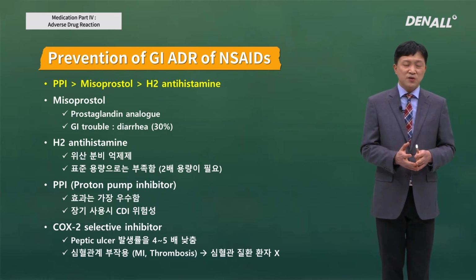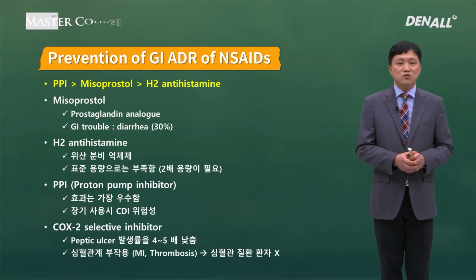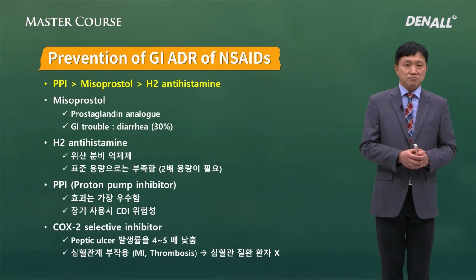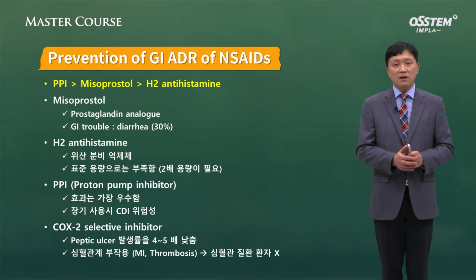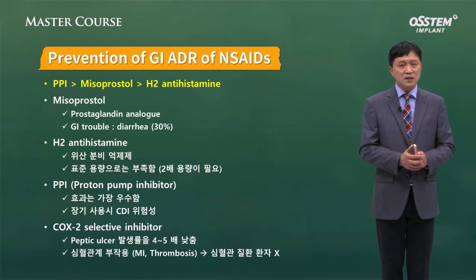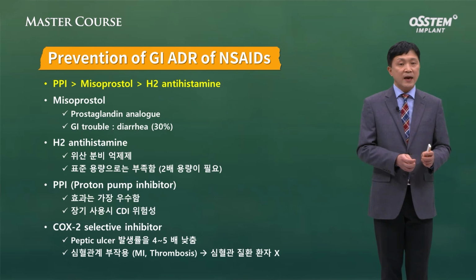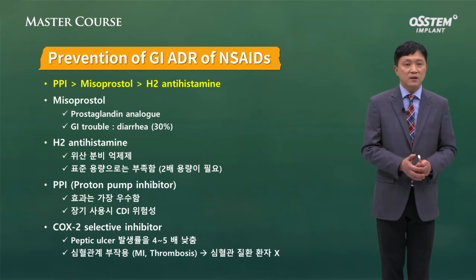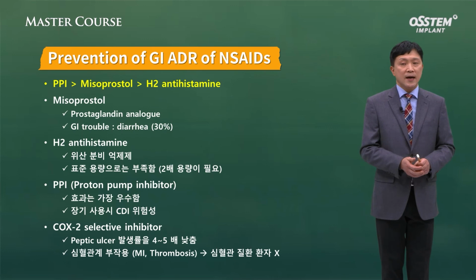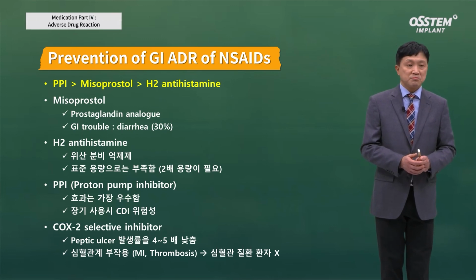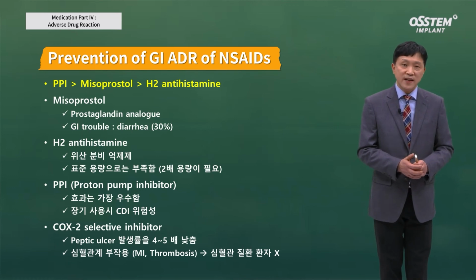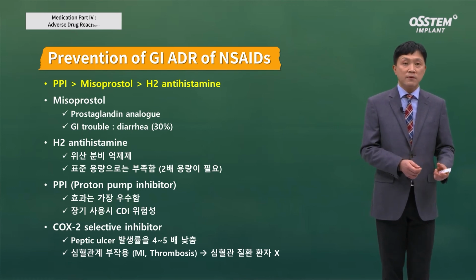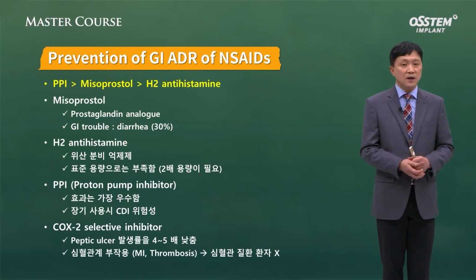However, there is a CDI risk when used for a long time. Clostridium difficile infection risk is quite high. But currently, proton pump inhibitor is used quite widely when you suspect a problem may occur from NSAIDs, or to prevent ADRs of NSAIDs; PPI needs to be prescribed. Most drug names ending with prazole would be PPIs, such as omeprazole, esomeprazole.